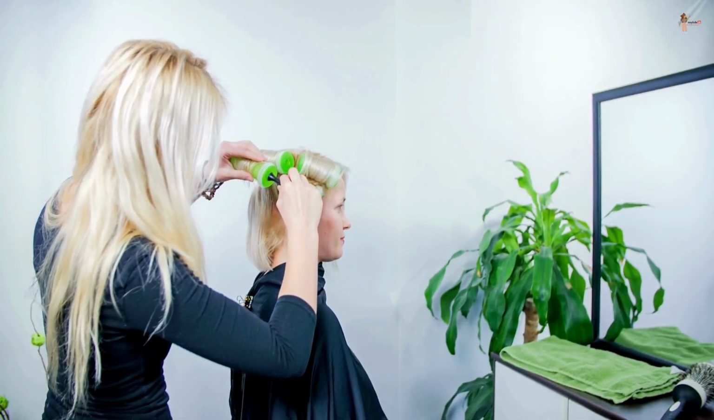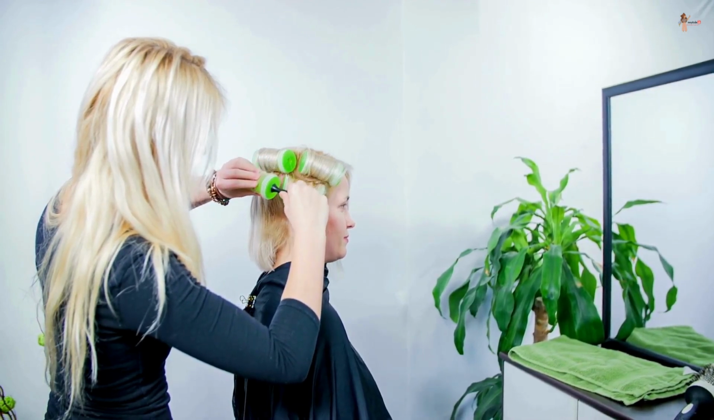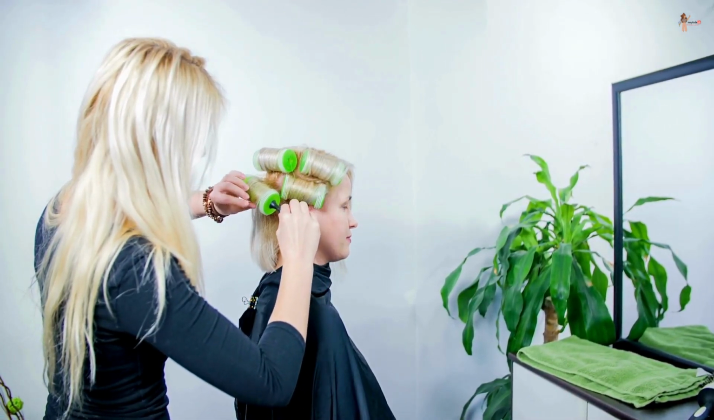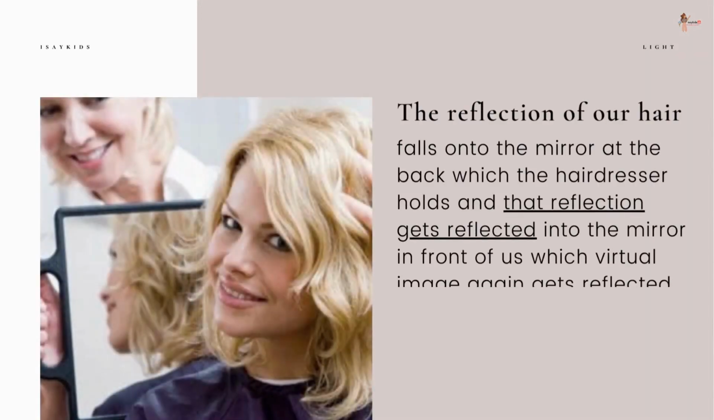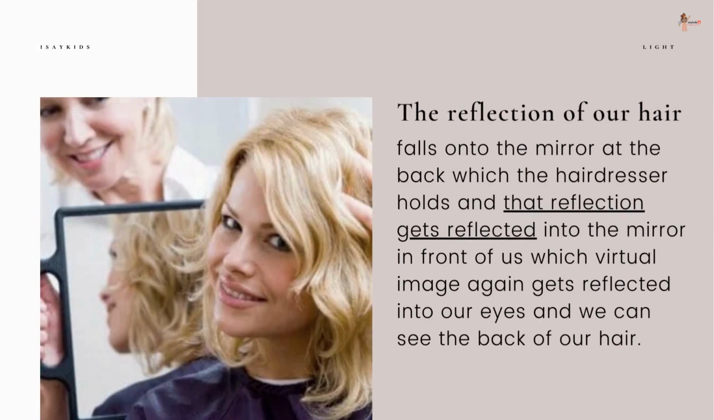Recall the last time you visited a hairdresser. He or she makes you sit in front of a mirror. After your hairdo is complete, he or she holds a mirror behind you to show how the hair has been done. Do you know how you could see the hair at the back of your head? Well, the reflection of our hair falls on the mirror at the back, which the hairdresser holds, and that reflection gets reflected into the mirror in front of us, which, as a virtual image, again gets reflected into our eyes, and we can see the back of our hair.